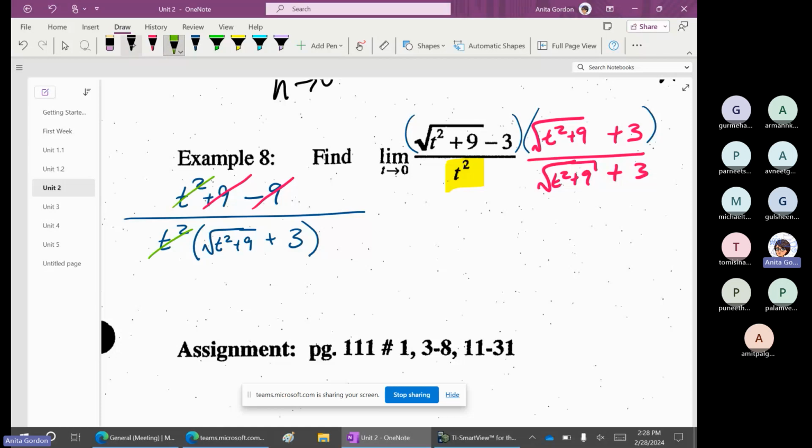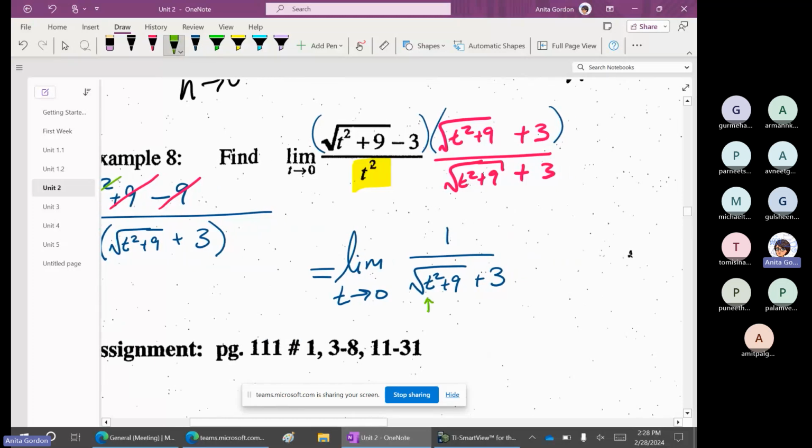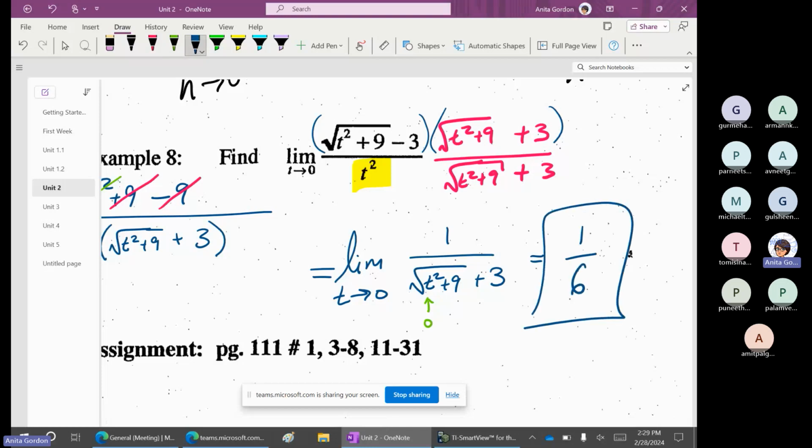What is in my numerator? Thank you for not saying 0. So the limit as t approaches 0, I have a 1 in my numerator. I have the square root of t squared plus 9 plus 3. Now looking at my new simplified function, is 0 in the domain? Yes. So I can use direct substitution. Instead of t squared, I'm just going to throw a 0 in there. 3 plus 3, that gives me 6. 1/6 is my answer. Correct.